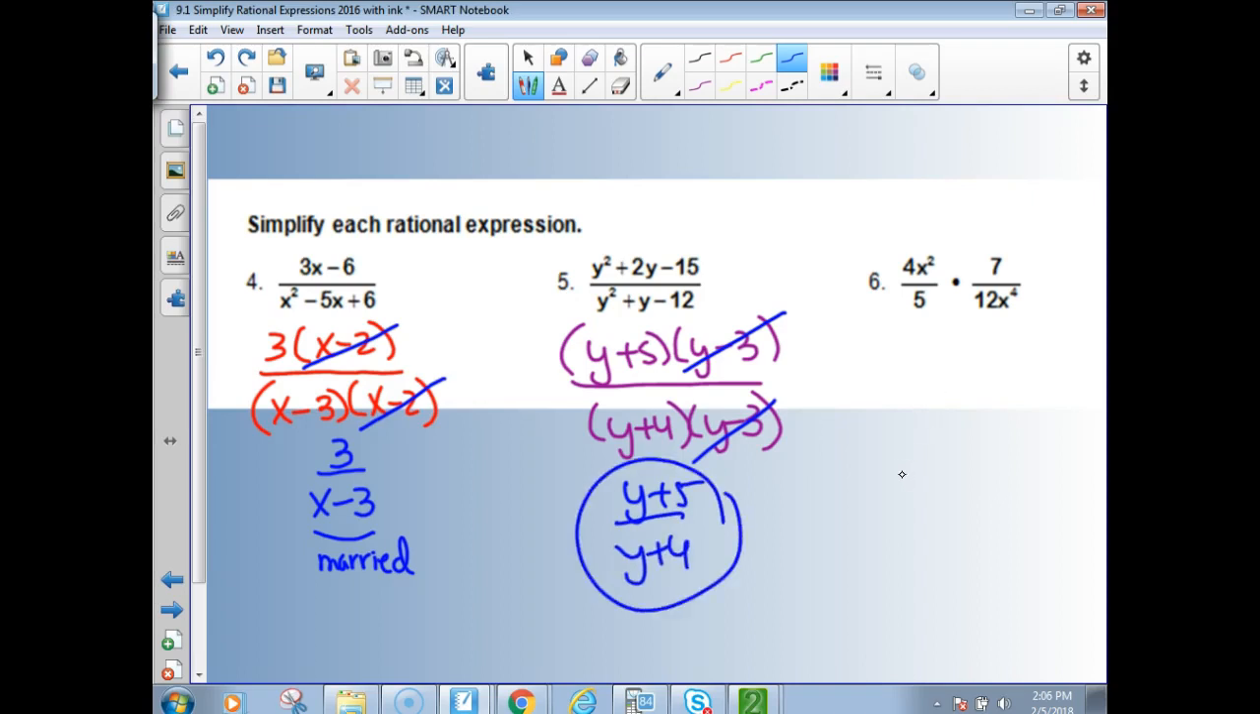End of that one. Number 6, 4 goes into 4 once, 4 goes into 12 3 times. And then I'm going to go, okay, 7 over 15. I got 7x to the second over 15x to the fourth. And then I'll go ahead and say, well, I got more x's on the bottom, so this is going to be 7 over 15x squared. Subtract 2 from 4. Okay.